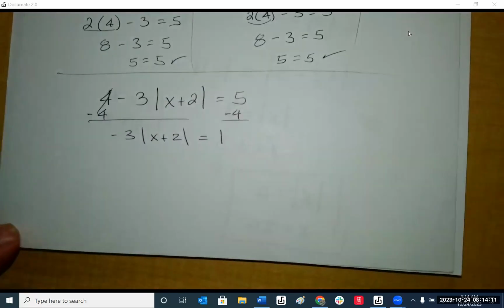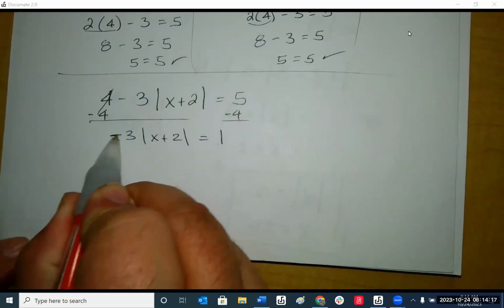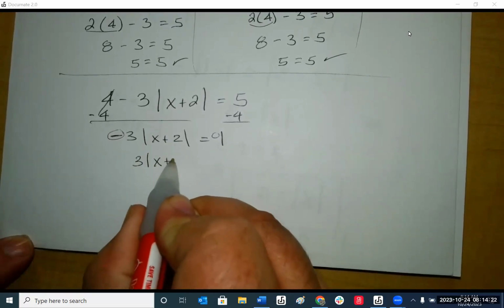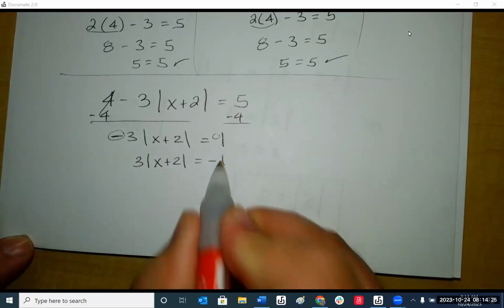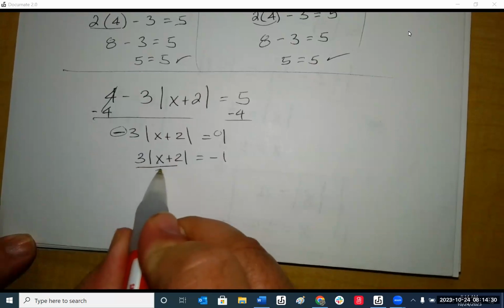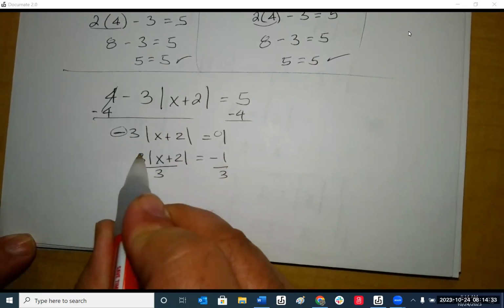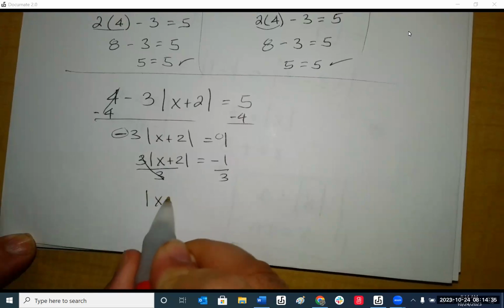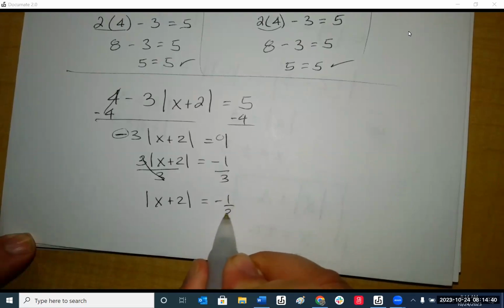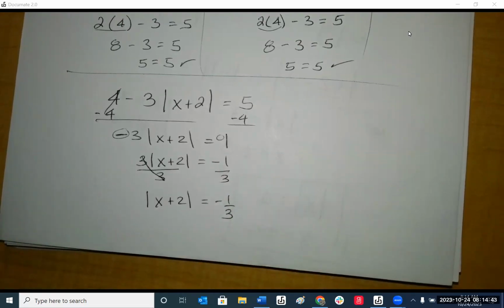5 minus 4 is 1. Okay, we have a negative in front here, so we just change the signs. So we have 3x plus 2 equals -1. Get rid of the 3 by dividing both sides by 3. How many people got that far? Okay, now the next step you would do would be what?